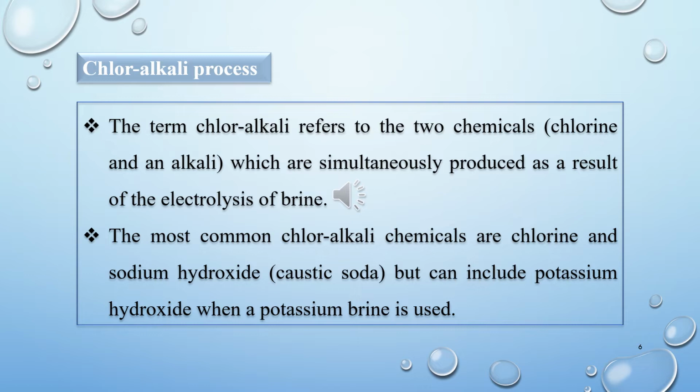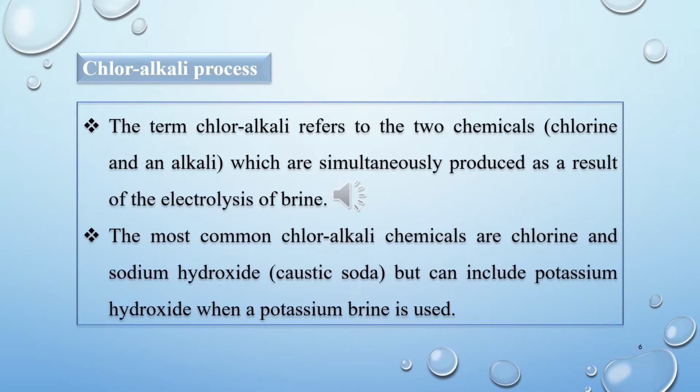As we said, by passing electric current through the brine, we will prepare sodium hydroxide and chlorine. And that point is explained here: by passing electric current, we will have two main chemicals. The first one is sodium hydroxide and the second one is chlorine.